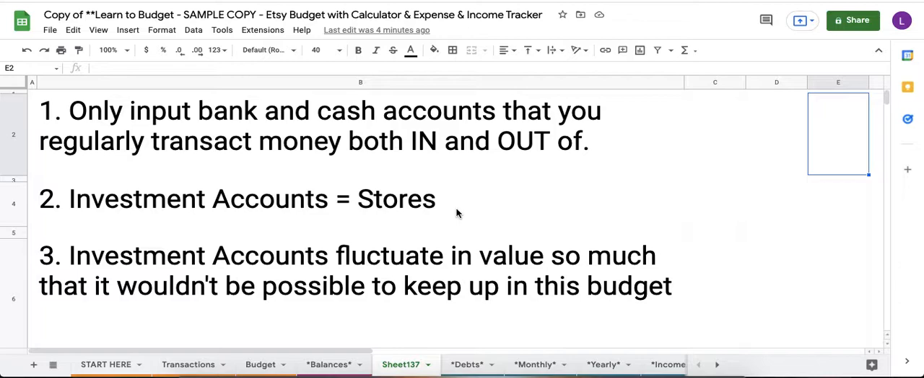Technically speaking, in this budget spreadsheet, they're outside entities, so if you can just temporarily think of them as outside stores, that'll help you wrap your head around what we're doing with money for those investment accounts.